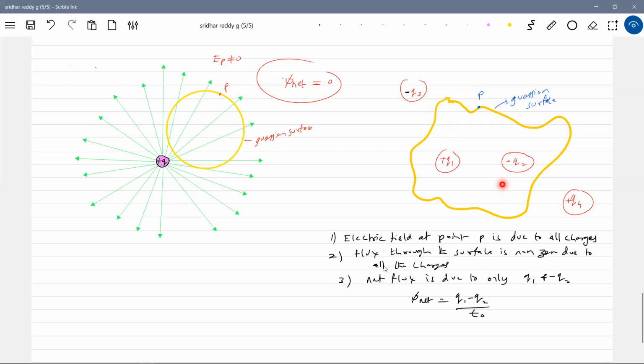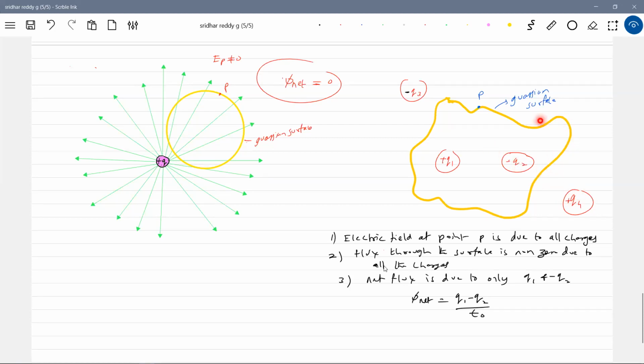After that, you have a Gaussian surface. Then how many lines of force due to Q4 are entering? Those many will leave. How many lines of force are entering due to minus Q3? Those many will leave. But due to Q1, only it will leave the surface. Due to Q2, it will enter. The resultant of this will be the net flux. So flux due to all the charges through the surface will be non-zero.